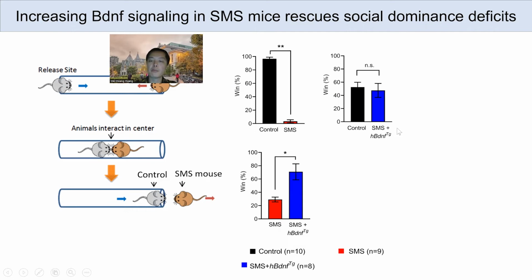But with human BDNF expression, they behave more like control mice. So they win 50-50% of the time. And when they encounter other SMS mice, they become less shy, right? So they stay in the tube more. They engage in this kind of face-to-face social engagement more than the SMS mice, suggesting that expressing human BDNF can also modify disease progression in terms of social interaction.